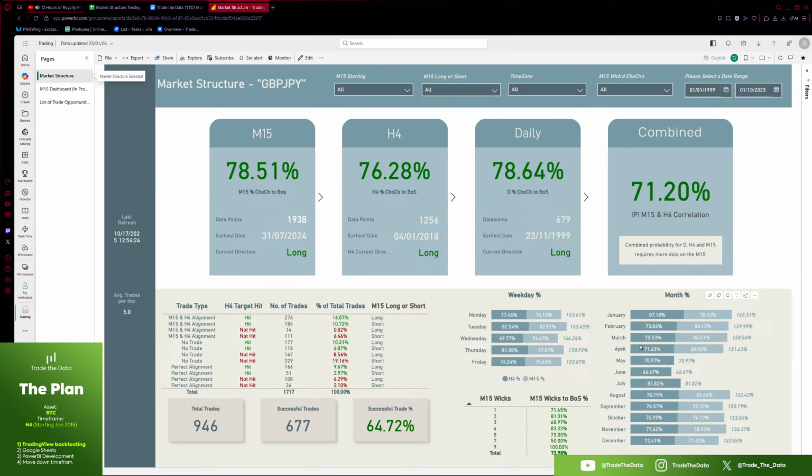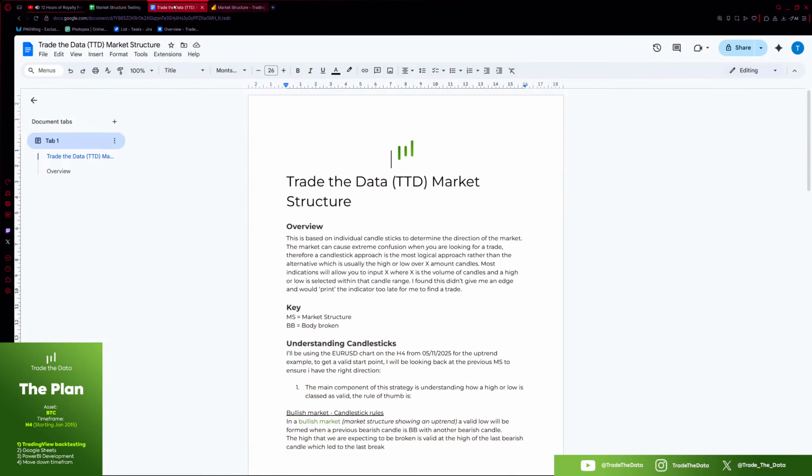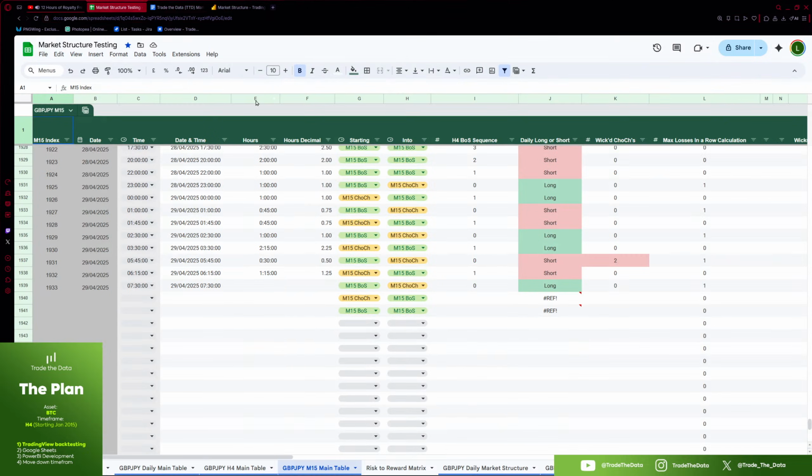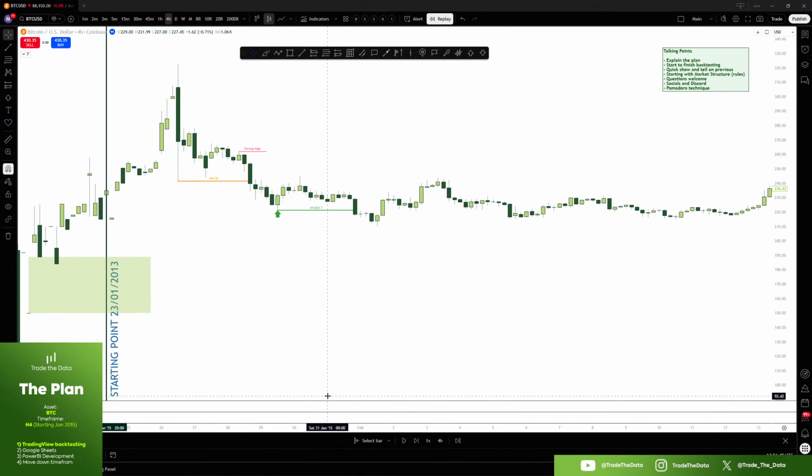And yeah, that's a very brief and short introduction into why Trade the Data was created. And yeah, see where it takes us. I'm going to now start backtesting, so let me minimize this.